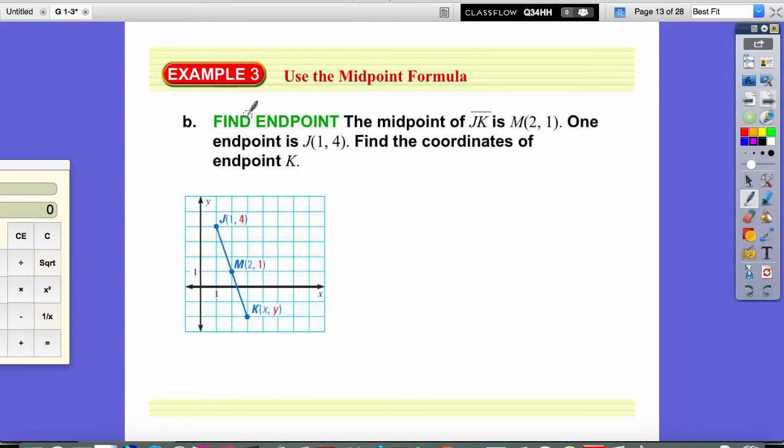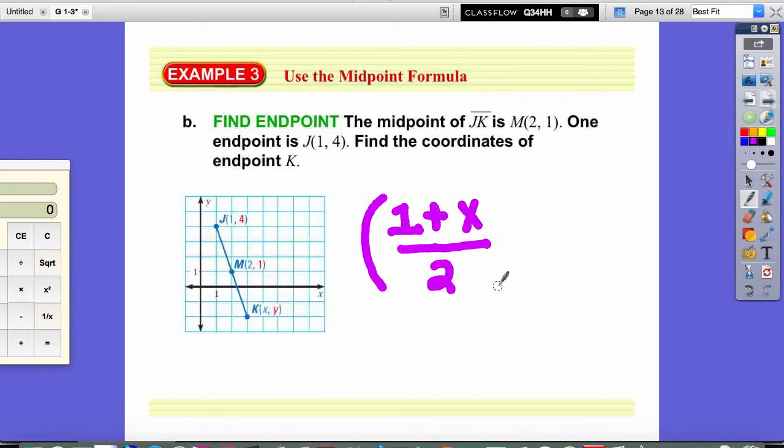Now we're going to find an endpoint. So the midpoint of JK is 2, 1. One of the endpoints is 1, 4. So let's think about what we're doing here. We're going to have 1. We're going to add some number to it. I'm going to call that x. We're going to divide by 2. We're going to have 4. We're going to add some number y to it, and we're going to divide by 2.